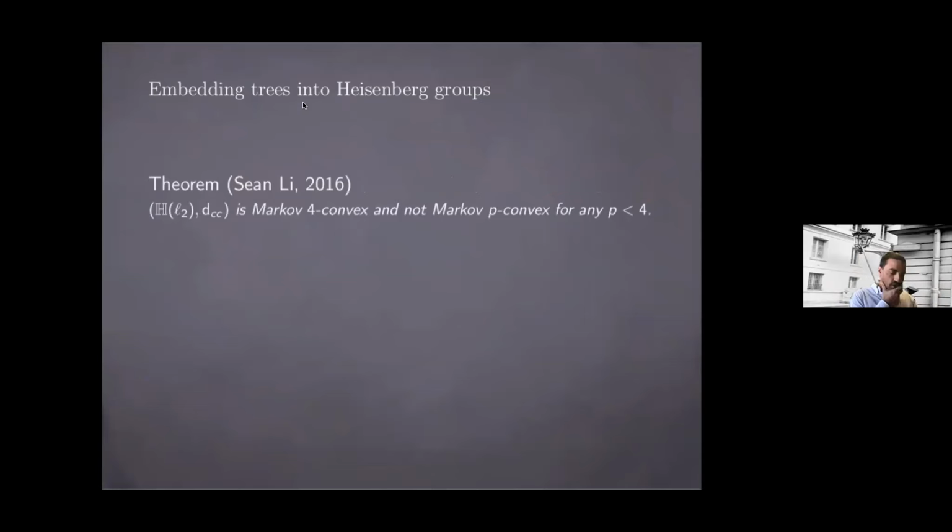Now, Lafforgue and Naor computed the Markov convexity for the infinite dimensional Heisenberg group, right? And what he showed is the following: the infinite dimensional Heisenberg group is Markov 4 convex and not Markov P convex for any P strictly less than 4, right?